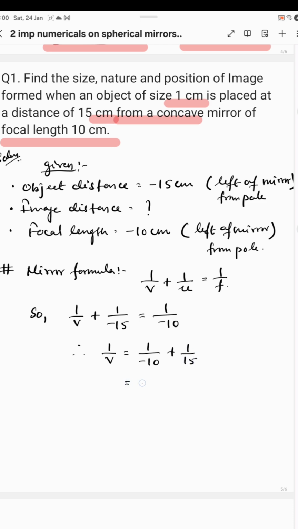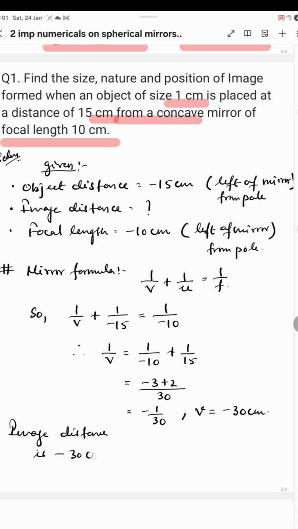Now let's use the mirror formula. So the mirror formula is 1/v plus 1/u is equal to 1/f. Now putting the values of u and f, we get v is equal to minus 30 centimeter. Now this minus sign indicates that the image is formed on the left side of the mirror.